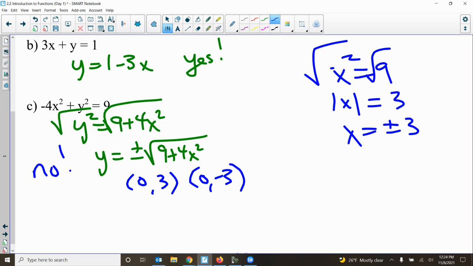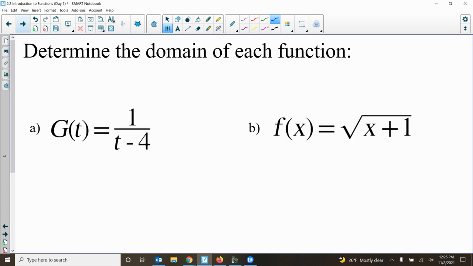Questions? So if it gives you something in terms of x's and y's, isolate the y. If you don't get a plus or minus business, you're probably okay. All right? Questions? All right. Now, let's find some domains here.